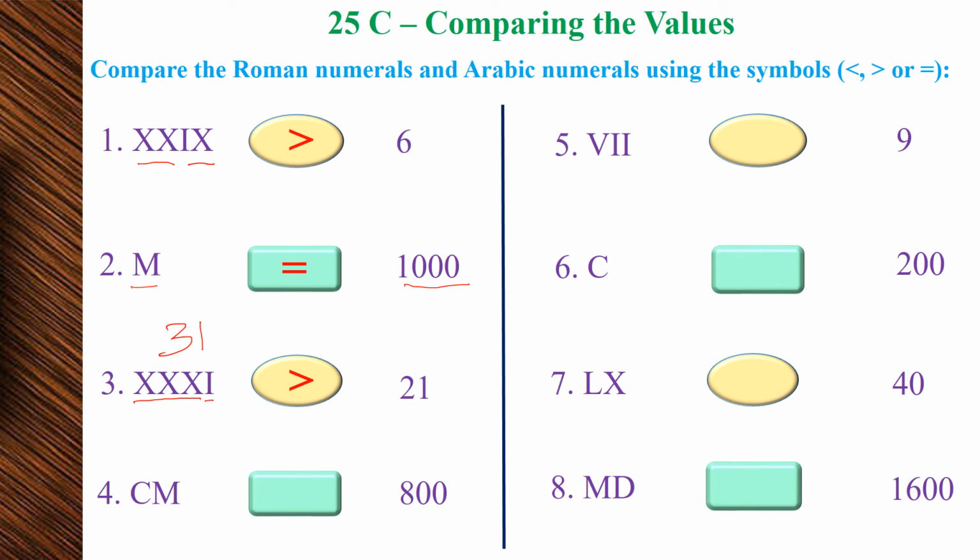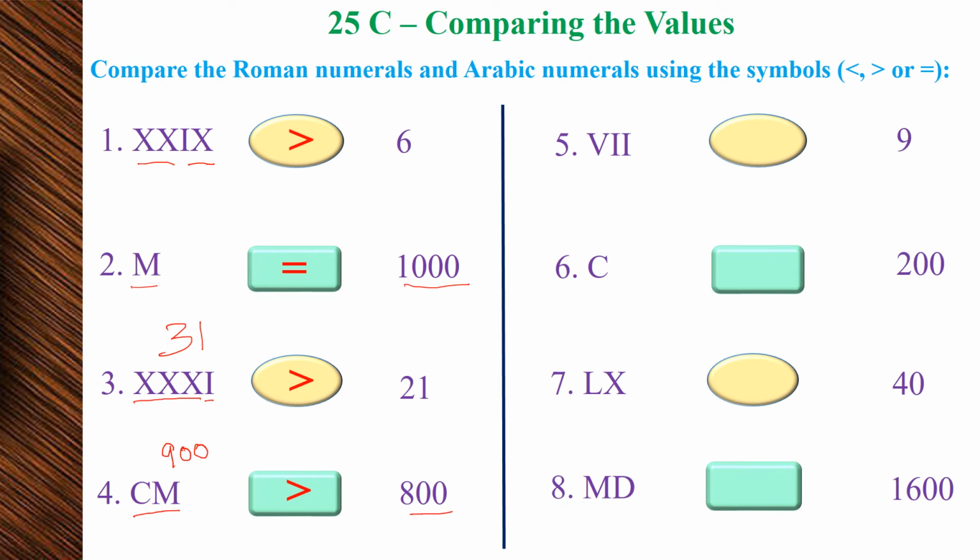Now, in the fourth sum, CM is on the left hand side, 800 is on the right hand side. CM. C refers to the number 100, M is equal to 1000. So, here C is the smallest one, so we have to subtract. Therefore, CM is equal to 900. 900 is greater than 800.